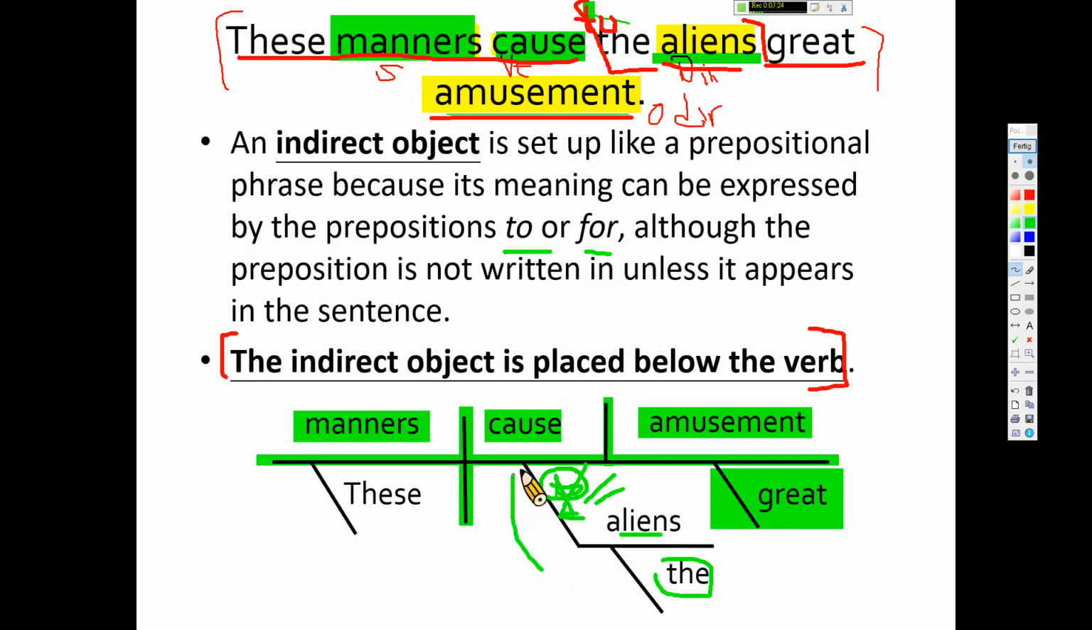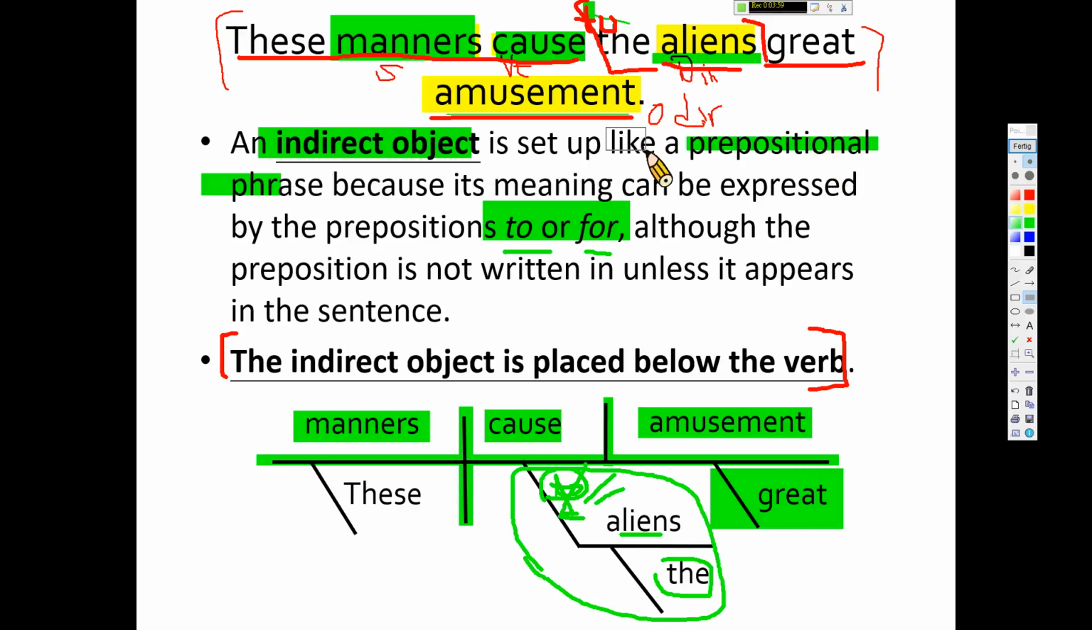But still, we have a prepositional phrase-like segment here. So here you can see "great amusement to the aliens." We just changed the format to "these manners cause great amusement to the aliens." Is that right? So this is another way. Why can we do this? It is because of the same meaning. So an indirect object is set up like a prepositional phrase, because we look at the meaning.